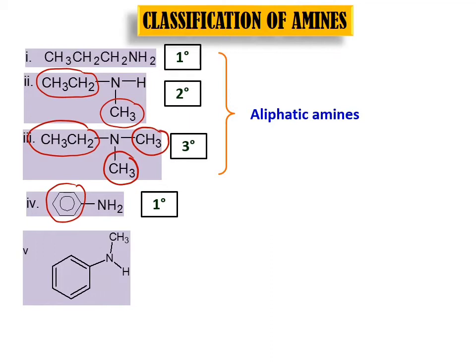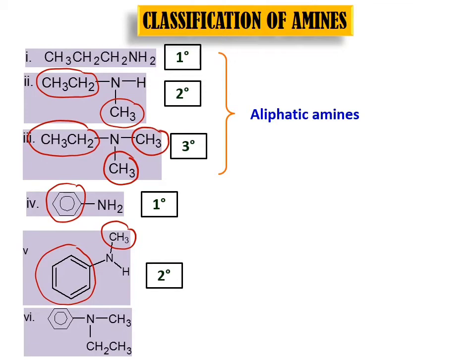Okay, and then we have another version of aniline. So look at the nitrogen atom here. We have 2 alkyl groups bonded with nitrogen. So we classify it as secondary. And the last one, we have 3 alkyl groups directly bonded with nitrogen. So this is a tertiary amine. So we classify the 3 structures below as aromatic amine because this nitrogen atom is directly bonded with benzene.